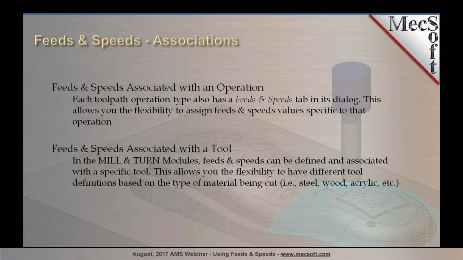And then in terms of feeds and speeds for a tool, in our mill and turn modules, you can also define the feeds and speeds for every specific tool that you have. And this allows the flexibility to have different tool definitions based on the type of material being cut. For example, wood, steel, or acrylic. So in summary, there are two methods. You can associate feeds and speeds with an operation, or you can associate feeds and speeds with a tool. And Uday will show you how this is implemented in our applications.